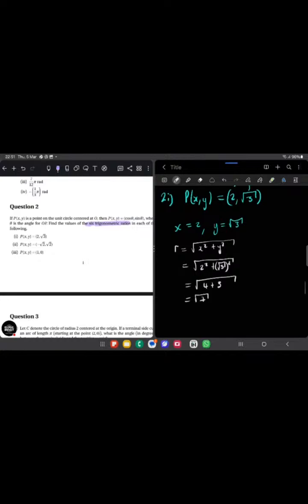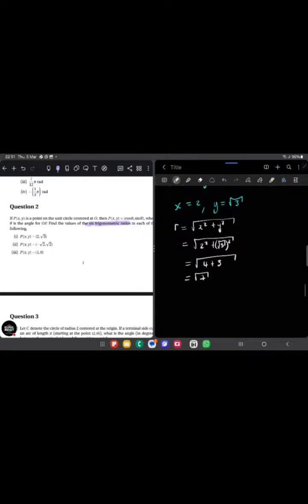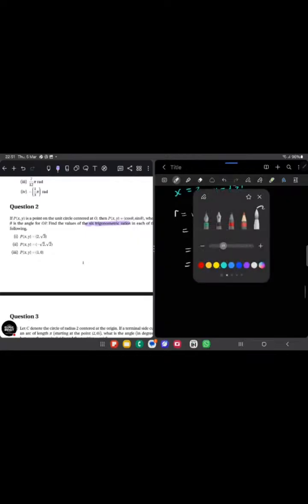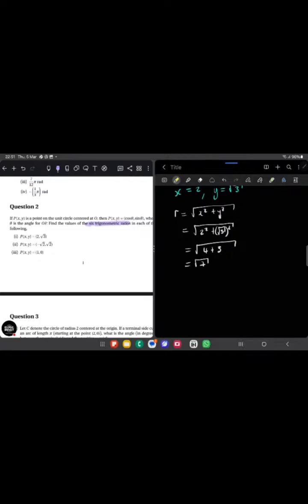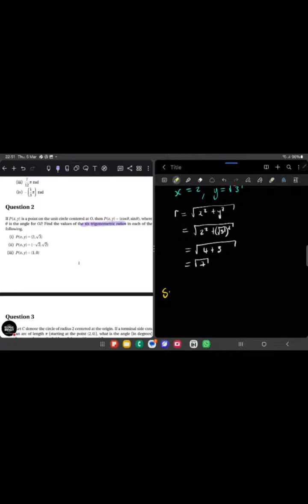So this is going to be the first one, right? Now, what are you going to do here? We have found this because it's 4 plus 3. Then you got 7, so it's root 7. Now you can find the 6. What do they want you to find? Find the values of the 6 in each of the following. Anyway, let's start finding.